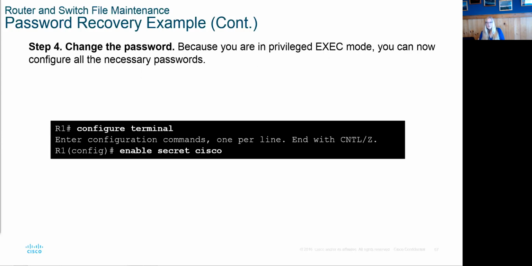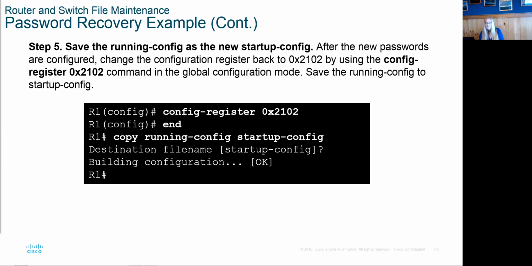To change the password, you're going to be in privileged exec mode, and then you can configure the passwords. Do not use Cisco as the password. The password Cisco or class is not a strong password. We're only using it as an example. And once everything's reset, you can copy run start and save it, and then you're going to revert to the 2102 register.